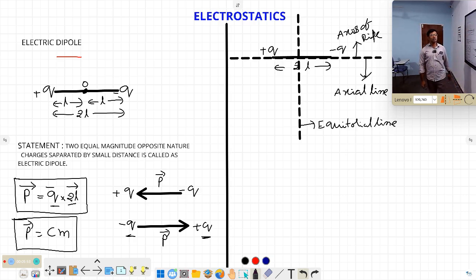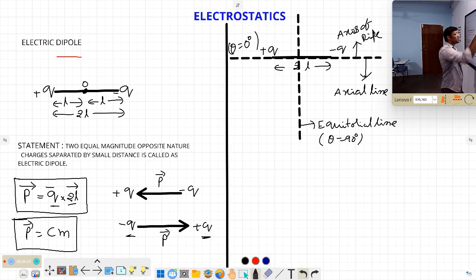So whenever you take a dipole, the line joining the positive and negative charges is called the axis. Along the axis, if you take a line, it is called the axial line. If you take the perpendicular, then that is called the equatorial line. The equatorial line always makes an angle of 90 degrees with the dipole, and the axial line always makes an angle theta equal to 0 degrees.